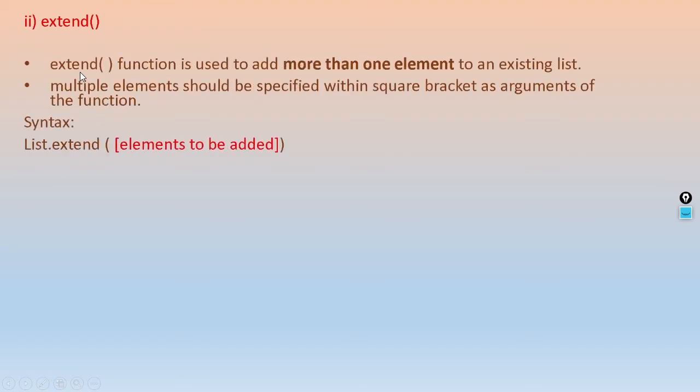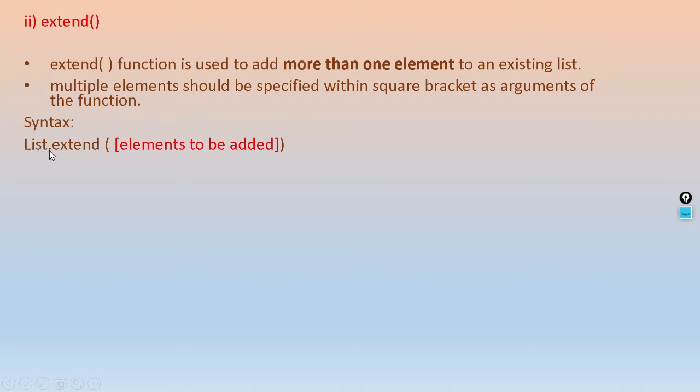Next one is the extend function. The extend function is used to add more than one element to an existing list. Suppose I want to add more values at the end of the list, then I have to use the extend function. Multiple elements should be specified within square brackets as the argument of the function. See the syntax: list dot extend, parenthesis, elements to be added within square brackets.